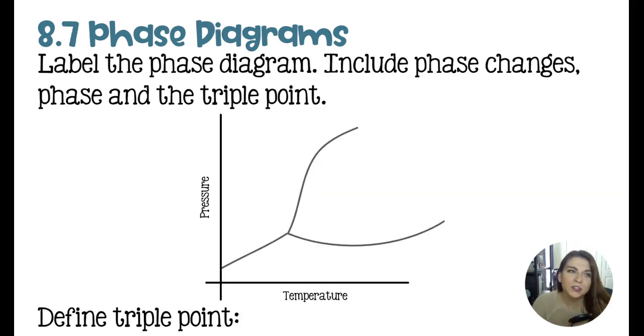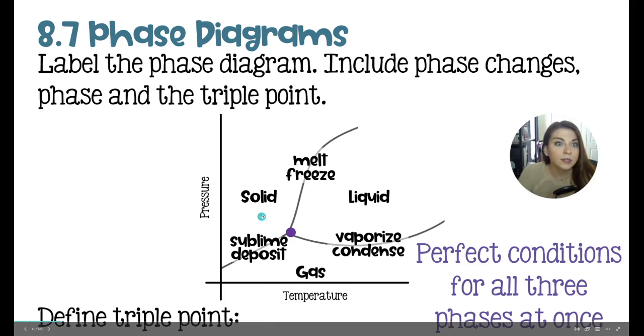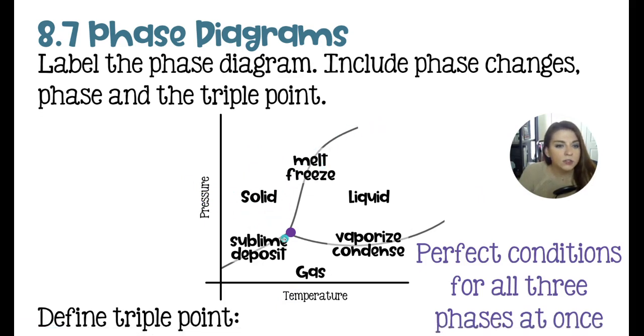Up next, you are asked to label the phase diagram, including phase changes, phase of matter, and the triple point, and then you are asked to define the triple point. The general format for a phase diagram is this Y shape, although some of them are going to be longer or skinnier. It's going to depend on the particular substance, but they will generally have this Y shape. This section up here under higher pressure and lower temperature is going to be solid, and these lines represent phase changes. So as you cross this line from solid to liquid, you would be melting your sample.